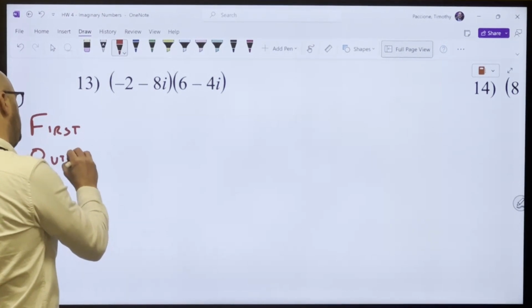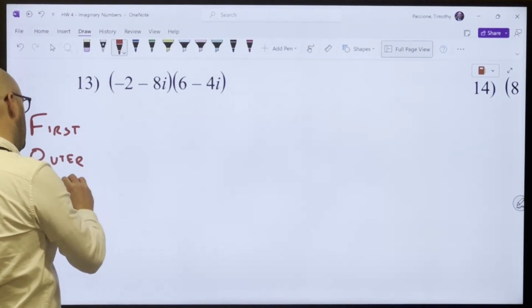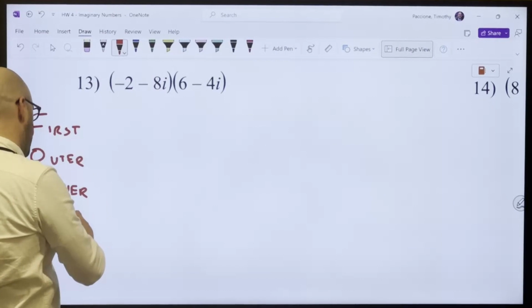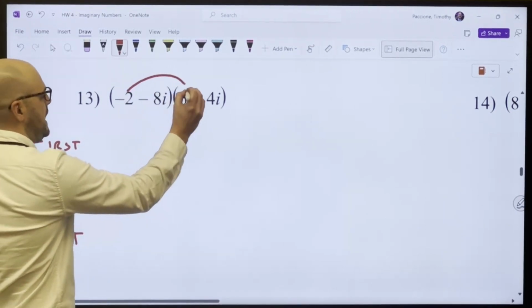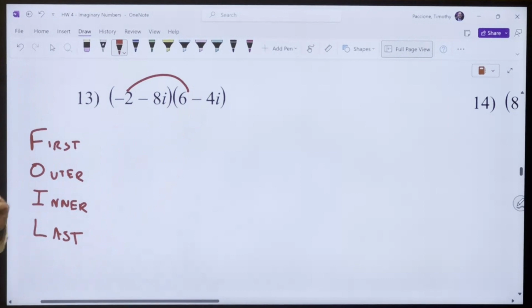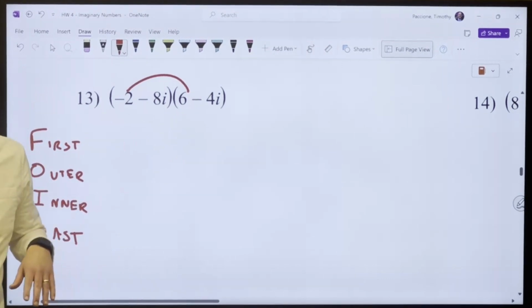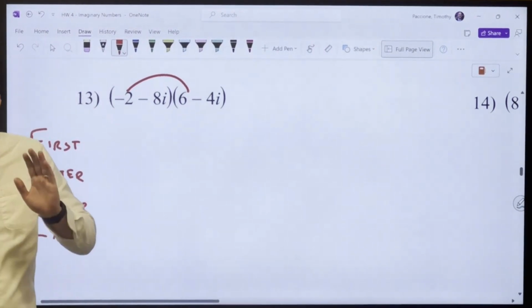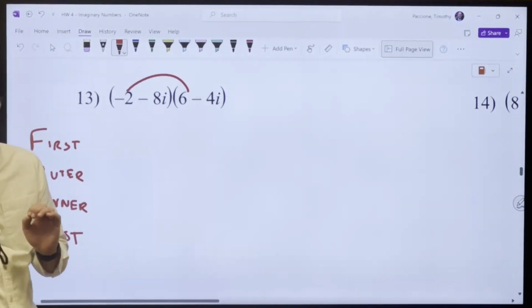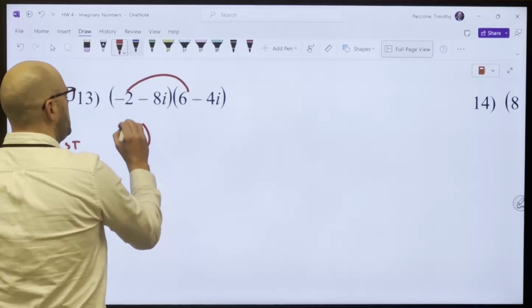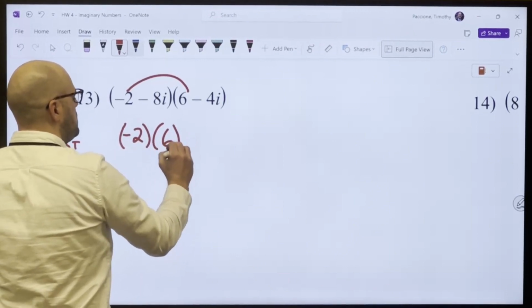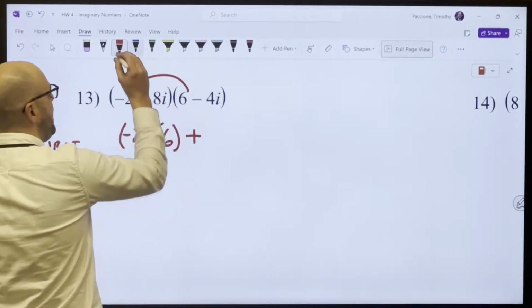First, outer, inner, last. Like in the word are the directions of what you're supposed to do, right? So don't forget what it stands for. First, outer, inner, last. Now, first means this times this. Now, a lot of times, if you have like x times x, you just write x squared. You don't have to write out x times x. But here, I think you should. Write out the multiplication. Say, okay, that's -2 times 6 plus, and then I do my outer.